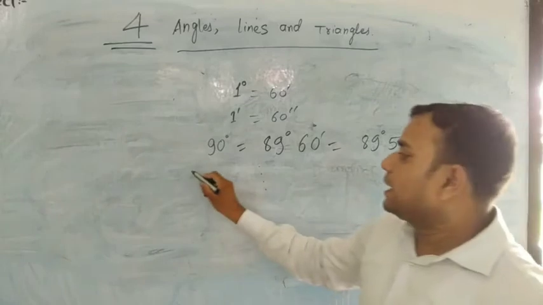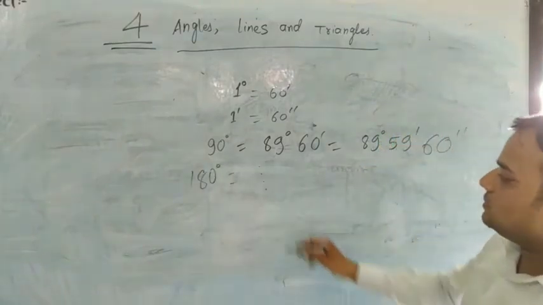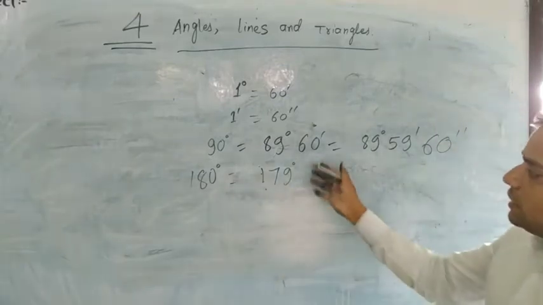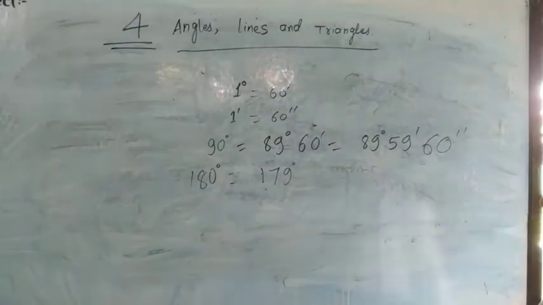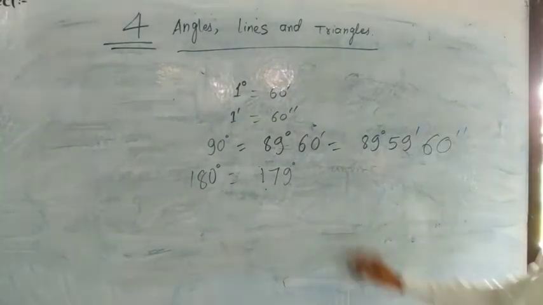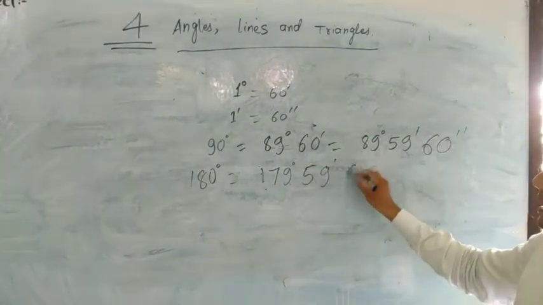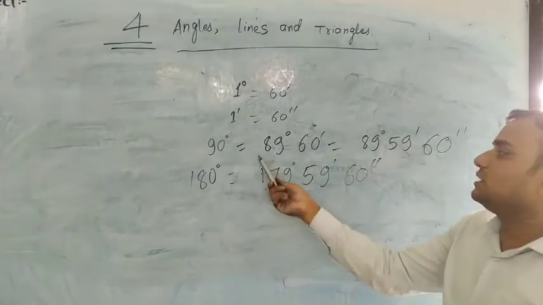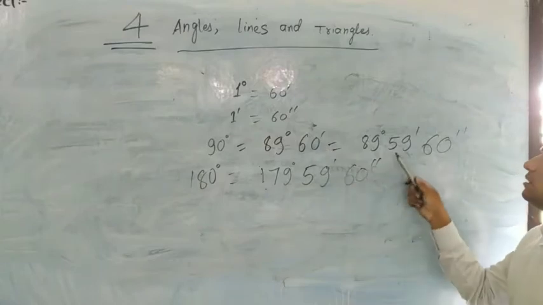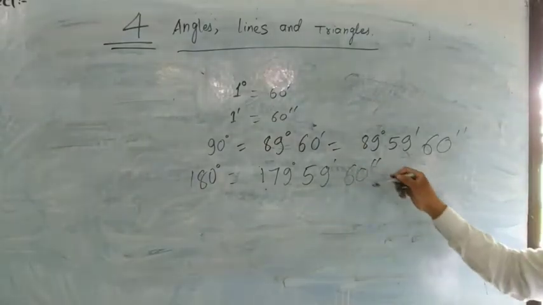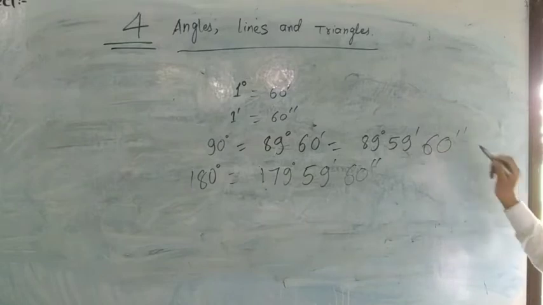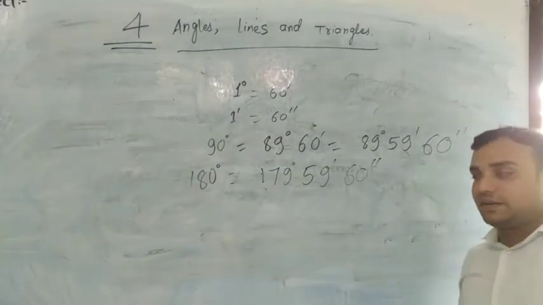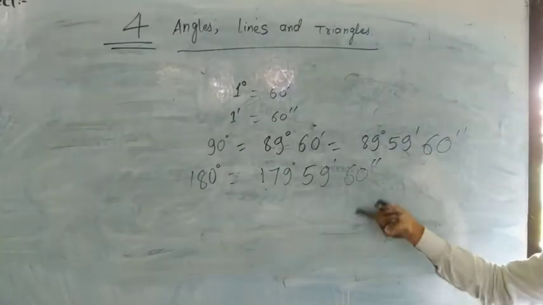And 180 degrees is also written as 179 degrees, with 1 degree left, and 1 degree is equal to 60 minutes. If 1 minute is also removed, it is 59 minutes, and 1 minute is equal to 60 seconds. So dear student, 90 degrees is written as 89 degrees 59 minutes 60 seconds, and 180 degrees is also written as 179 degrees 59 minutes 60 seconds.